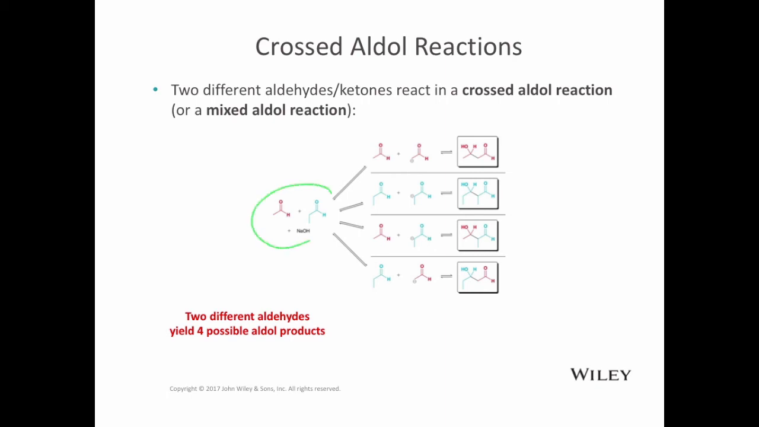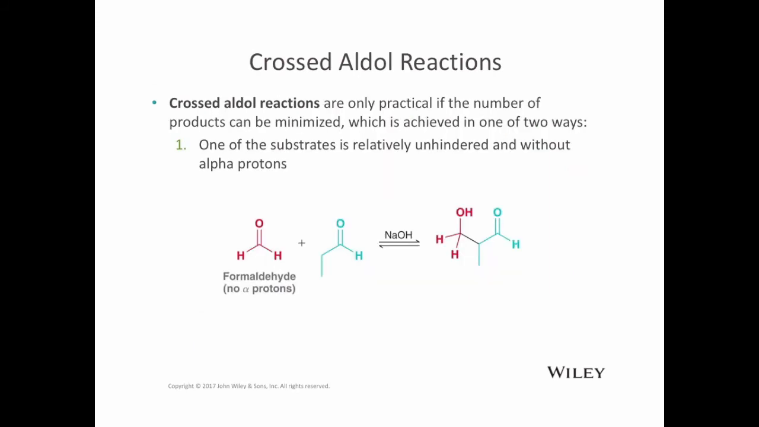So if you took these two aldehydes, you could have both of the ones in red forming an aldol. You could have both in blue forming an aldol. Or you could have the aldehyde in red acting as the electrophile and the aldehyde in blue acting as the nucleophile, or vice versa. So there's a whole bunch of different products you can get out of a crossed aldol reaction. Because of that, these reactions are really only practical if you can force the aldehydes to only act in one of the two roles.